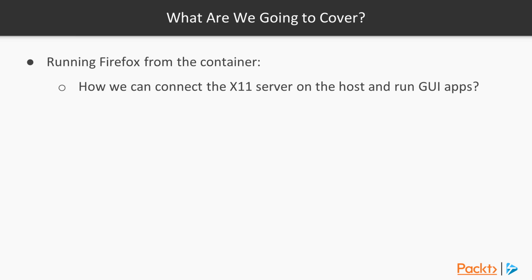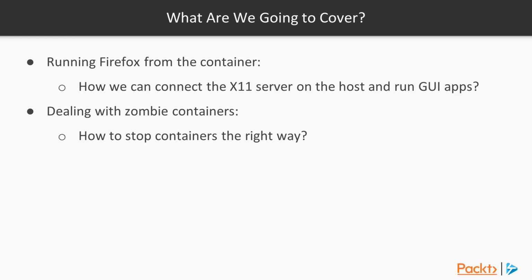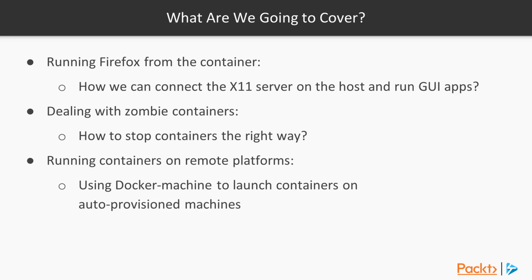First, we're going to see how you can run a GUI application right from your container. If you thought that containers can only be used for running headless applications, think again. Then, we are going to deal with what's called zombie containers, in which a container thinks that it is running, while actually it is dead. Finally, we're going to have a look at how to run containers on remote platforms like VirtualBox, AWS, Azure, Google, OpenStack, and other platforms using an amazing piece of software that is called Docker Machine.